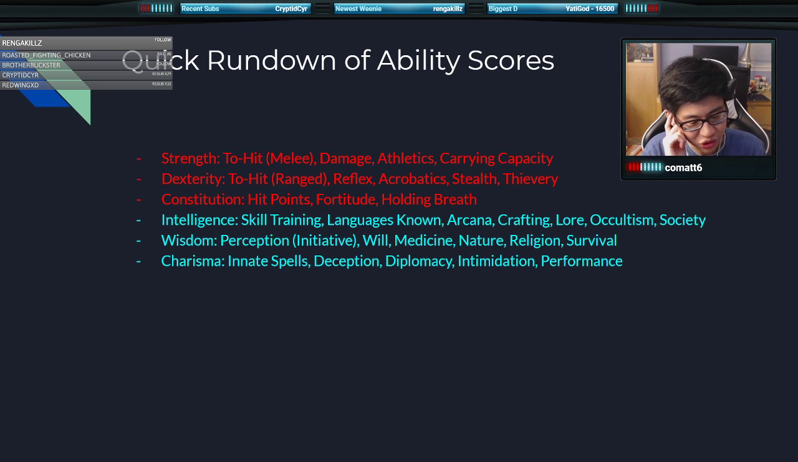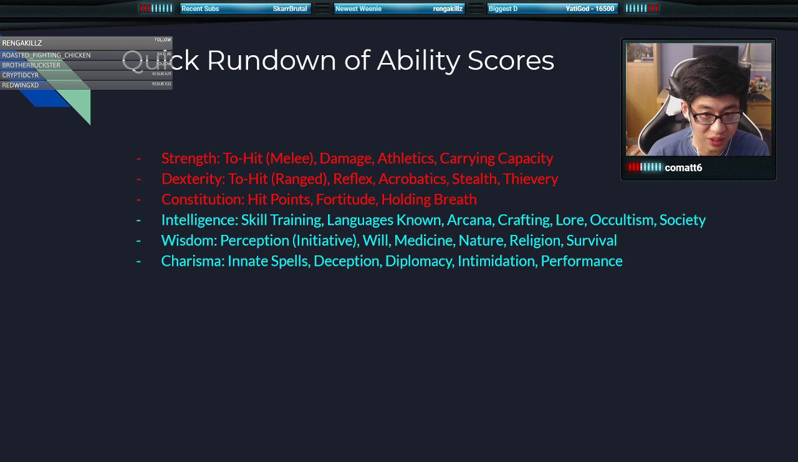Intelligence is your ability to reason, your ability to recall, and your ability to hold things in your memory. So intelligence directly affects the number of skills you're trained in. Each class has a certain number of skills they're trained in, and then you always add your intelligence modifier. If that modifier goes up, you gain training in more skills.